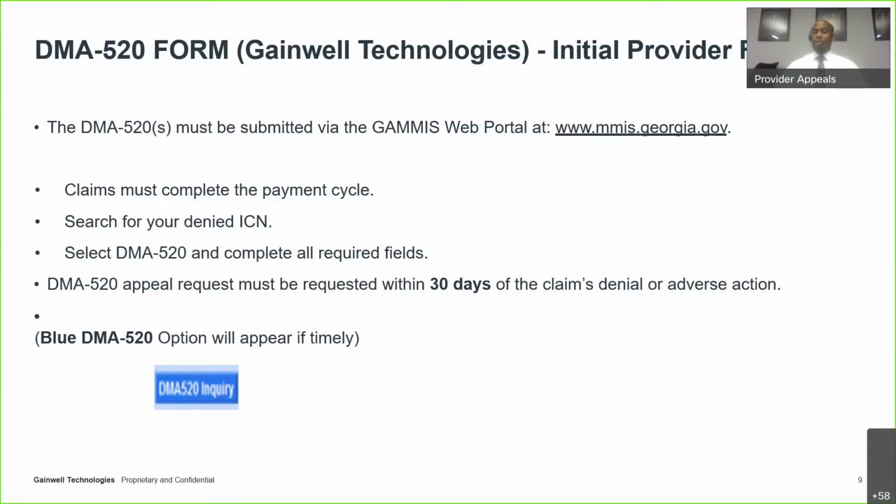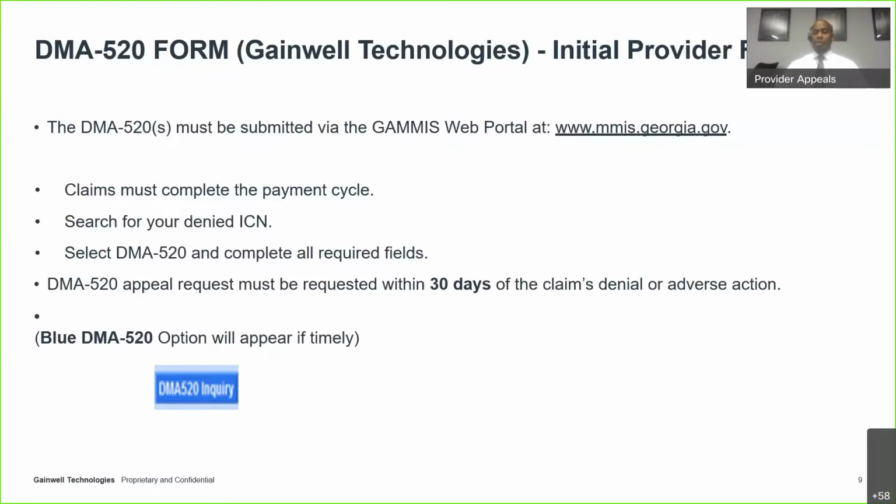Unless there's a situation where your claim was suspended, then it'll be delayed. You have to wait till it posts to your remit before you can submit that DMA 520 inquiry, should you need to do that. All right, so search for all your denied claims that your issue pertains to. You want to submit your DMA 520 and complete all fields. A DMA 520 appeal must be received within 30 days of your claim denial date.